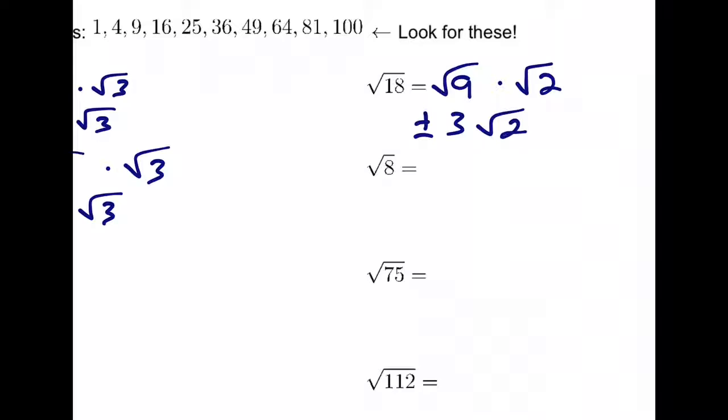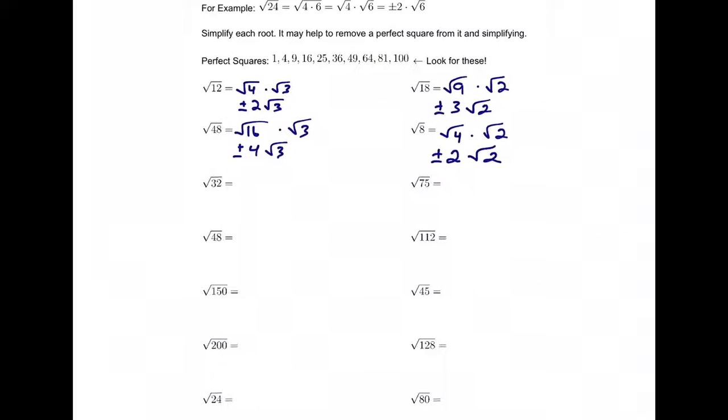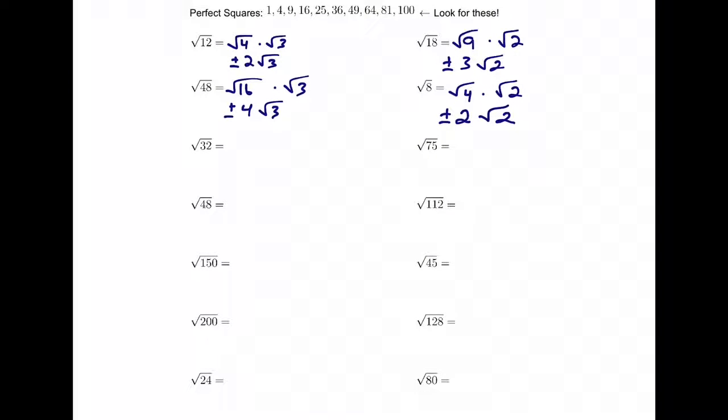Next up, the square root of 8. 4 does divide into 8, or multiply into 8, so we change this to the square root of 4 times the square root of 2. And we can simplify the square root of 4, and we get plus or minus 2 times the square root of 2. Try some of these next ones on your own.